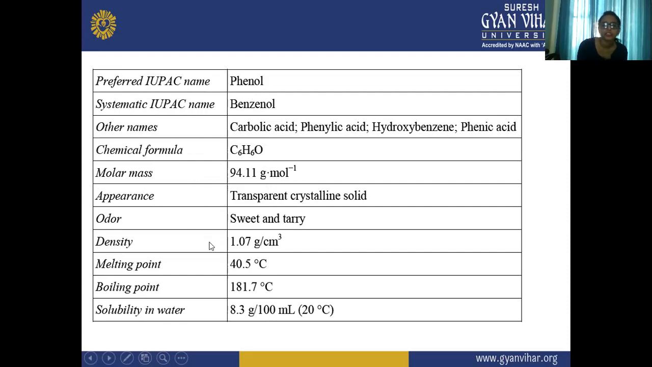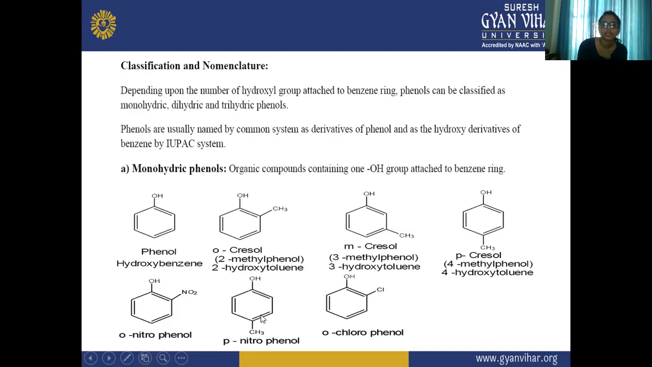Appearance is a transparent, crystalline solid. Odor is sweet and tarry. Density is 1.07 gram per centimeter cube. Melting point is 40.5 degrees centigrade. Boiling point is 181.7 degrees centigrade. Solubility in water is 8.3 gram per 100 ml. So these are the properties.